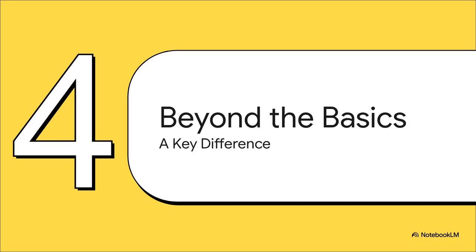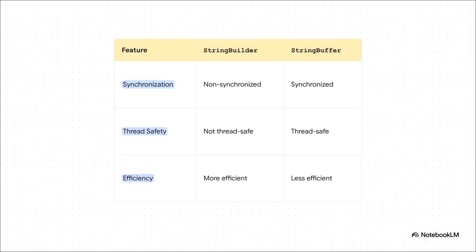Seriously. Now, let's just level up for a second here. For those of you who work in multi-threaded applications, there's one more crucial detail you need to know. You've probably also heard of something called StringBuffer. Well, it's basically StringBuilder's older, slower cousin. The key difference is this word, synchronized. StringBuffer is thread safe, meaning it's safe to use with multiple threads messing with it at once. But that safety comes at a cost to performance. That's why, for 99% of modern single-threaded code, the faster StringBuilder is the one you want.